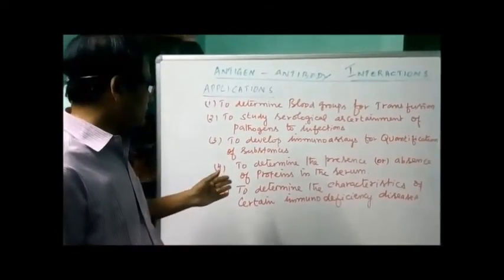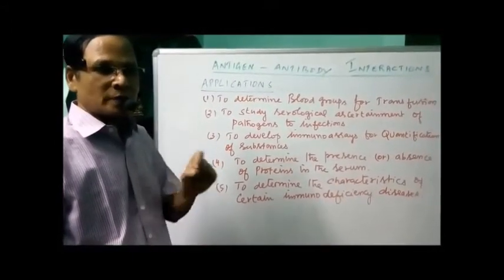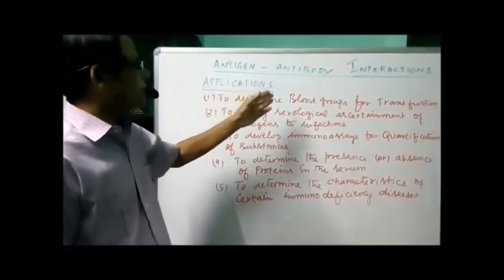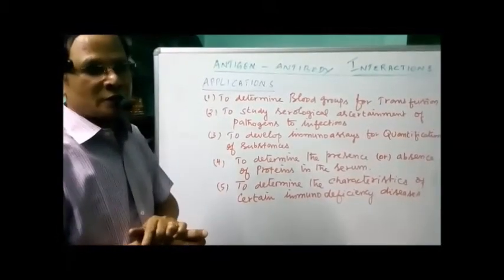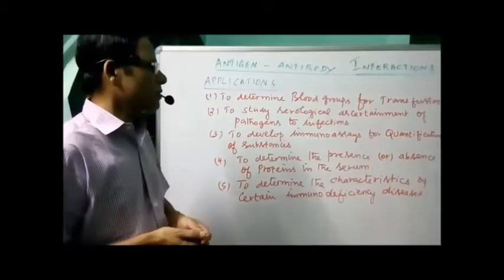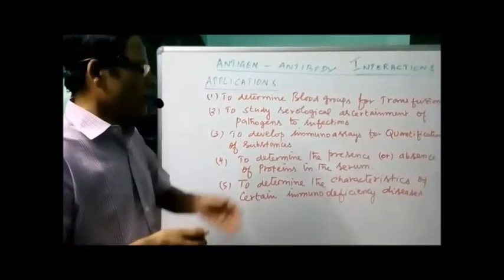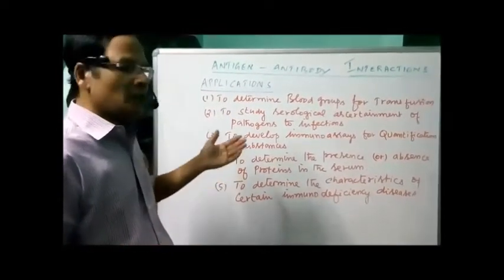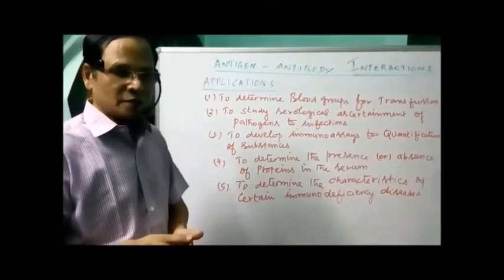Then to determine the presence or absence of proteins in the serum, what type of proteins are present or absent in a particular serum. For that we use these antigen antibody interactions. We have a number of immunodeficiency disorders, for example SCID. HIV is also an example of an immunodeficiency disease. We also have autoimmune disease. Now, to determine the important features and characteristics of certain immunodeficiency diseases.